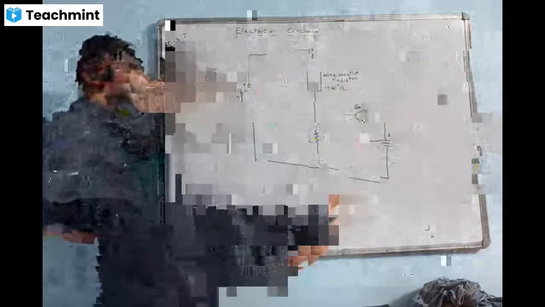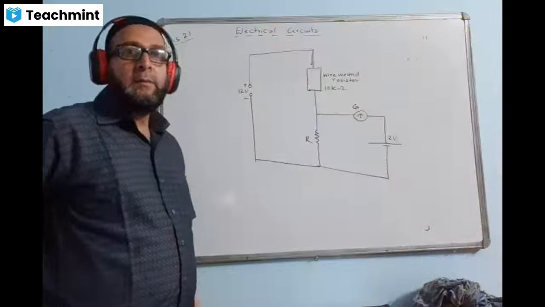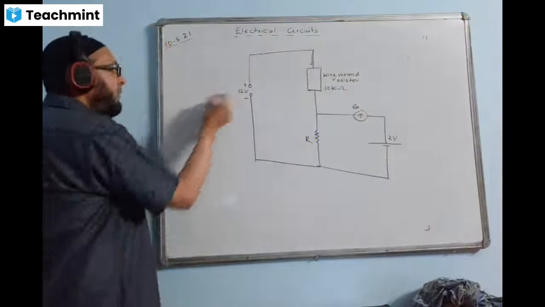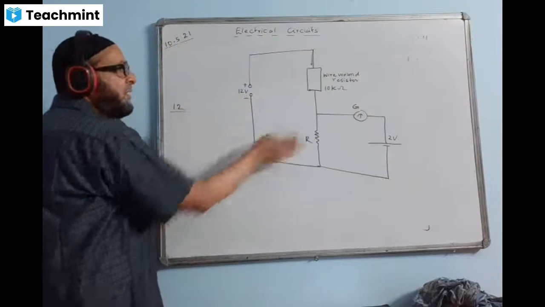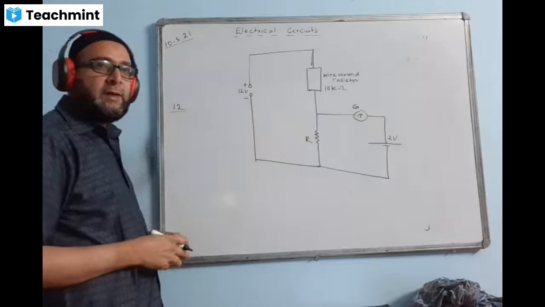Here is the figure given. Wire wound resistors of resistance 10 kilo ohm are given here. And they are asking you to find the value of this R. This is very simple. We'll do it like this. Nothing to do with the length. The question doesn't talk about the balancing length and all. So we'll do it directly.